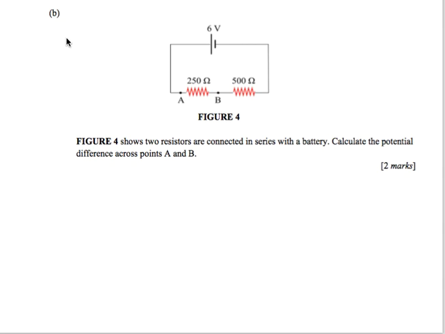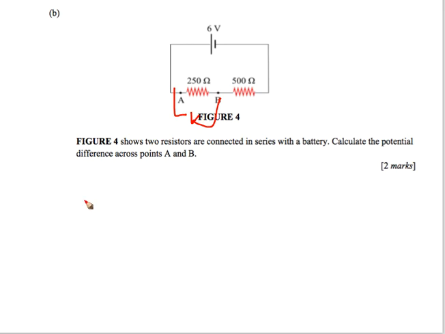Okay, the next question, number B. Figure 4 shows two resistors, 250 ohm and 500 ohm, in series with a 6 volt battery. Calculate the potential difference across A and B. So what is the potential here, A and B?